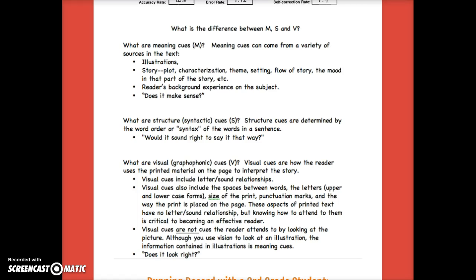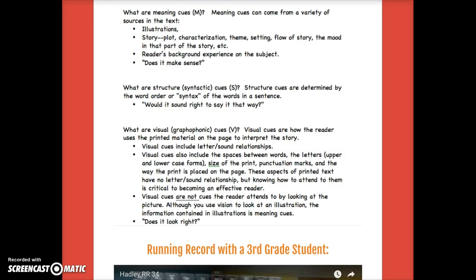When we're talking about S, that's the structure or syntactic clues. And so structure cues are determined by the word order or the syntax of the words in a sentence. So with that, really cueing our students to say, would that sound right to say it that way?